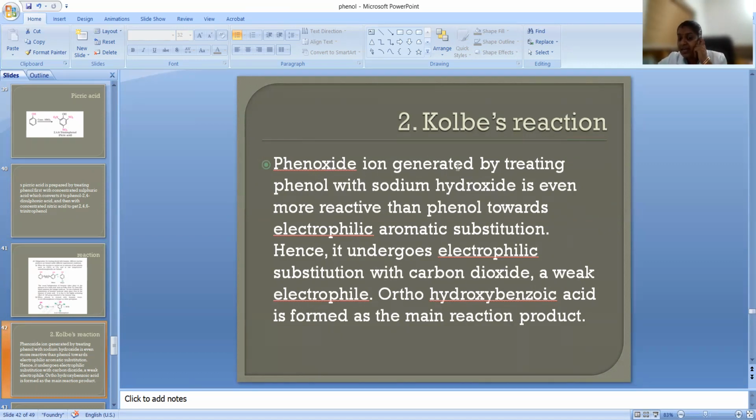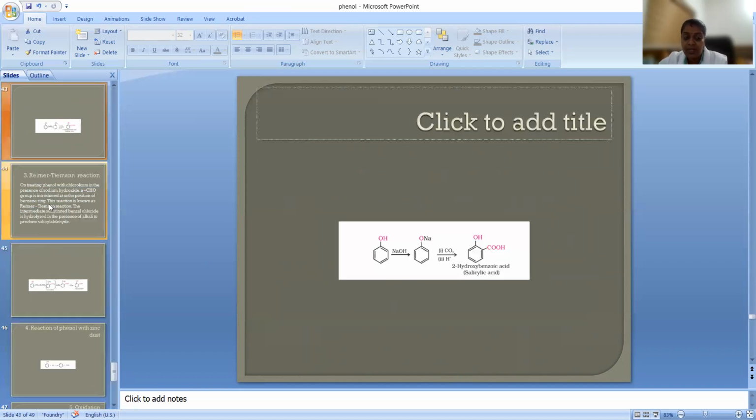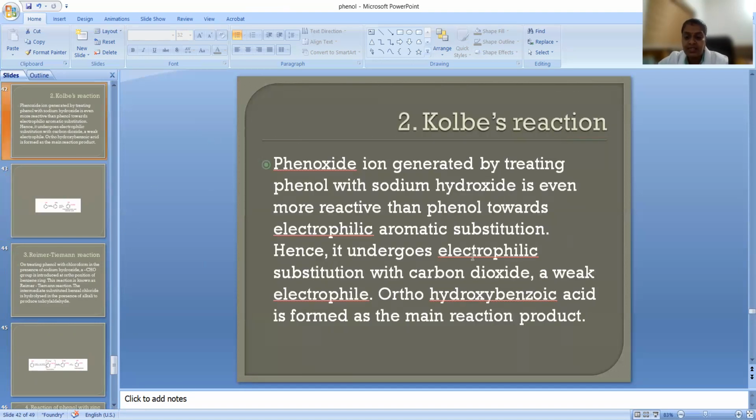So phenoxide ion is generated by treating the phenol with sodium hydroxide. That is even more reactive than phenol towards electrophilic substitution reaction, and that is what we are going to see in this. Carbon dioxide is actually a weak electrophile. Even then it is reacting with the phenoxide ion, because phenoxide ion is highly reactive towards electrophilic aromatic substitution reaction.